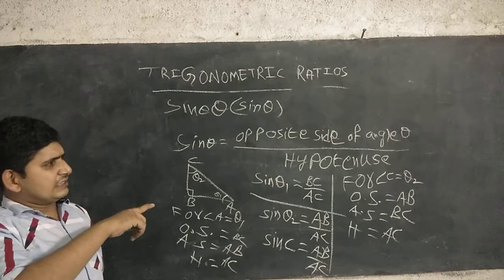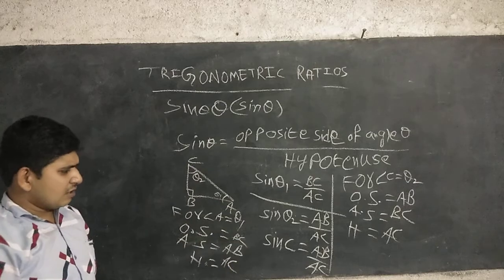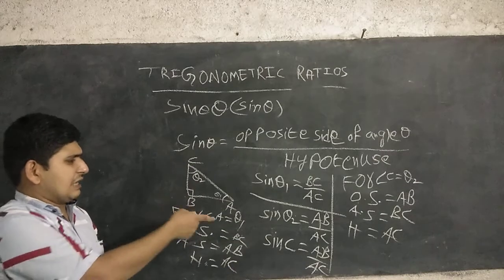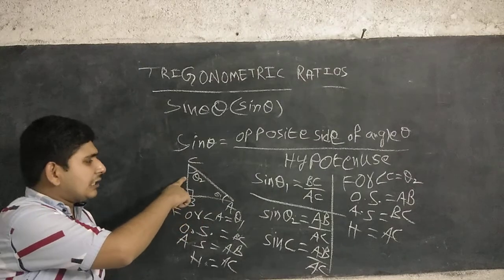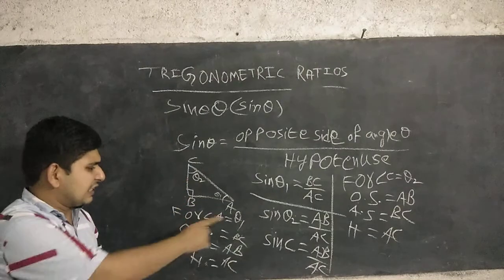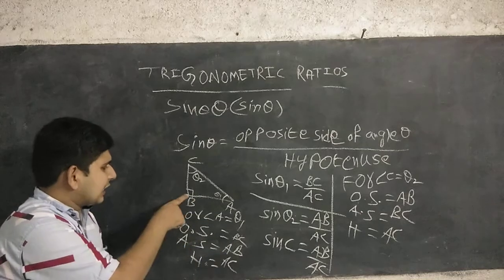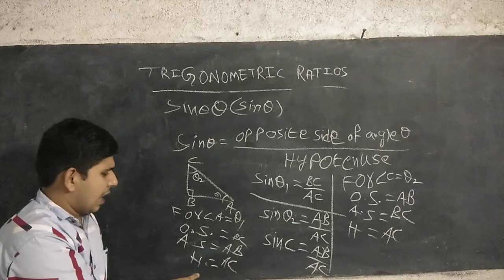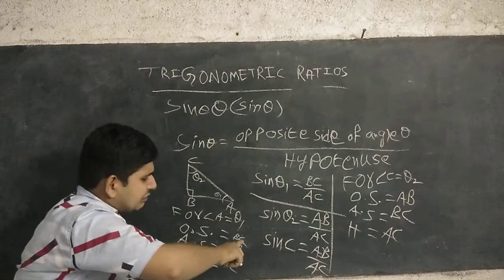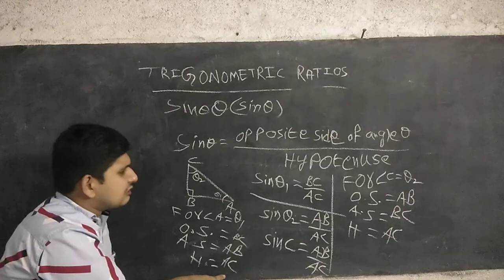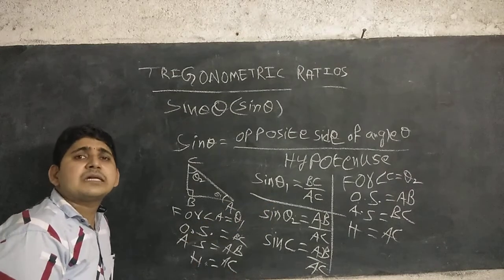This is the sin theta definition: sin theta equals the opposite side of angle theta by hypotenuse. For the example ABC, angle A equals theta 1, B equals 90 degrees, C equals theta 2. For angle theta 1, the opposite side equals BC, the adjacent side equals AB, and the hypotenuse equals AC. So sin theta 1 equals BC by AC.